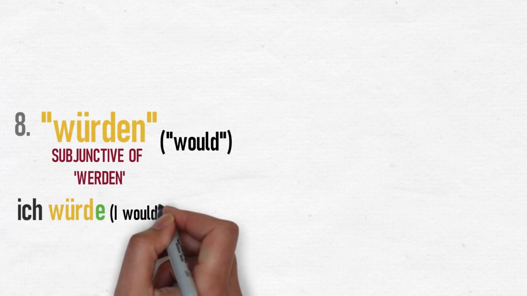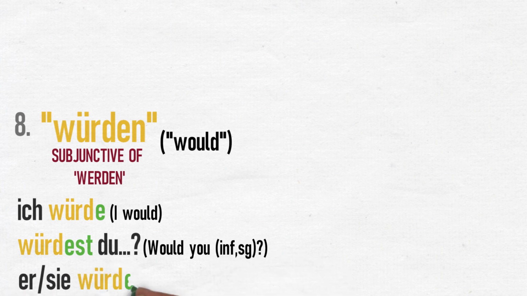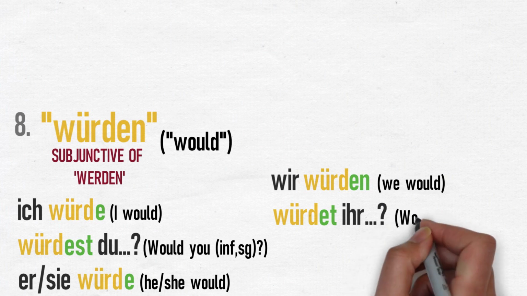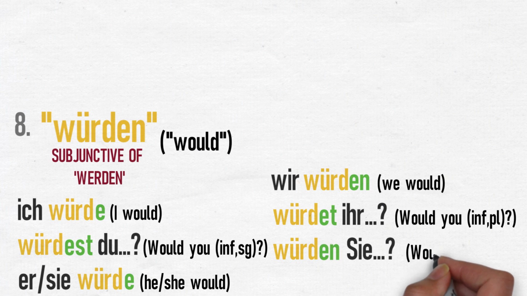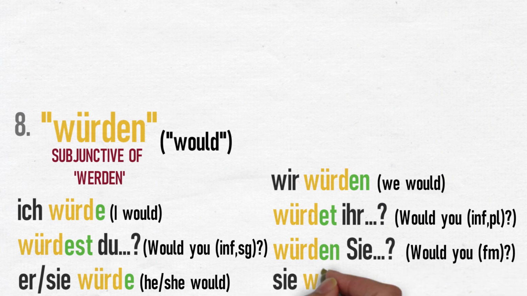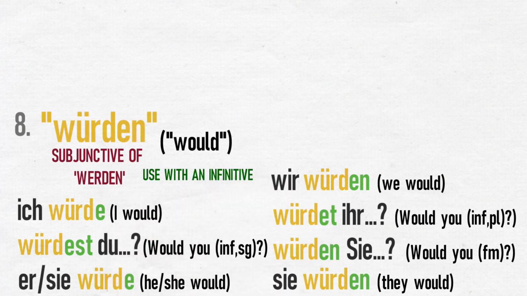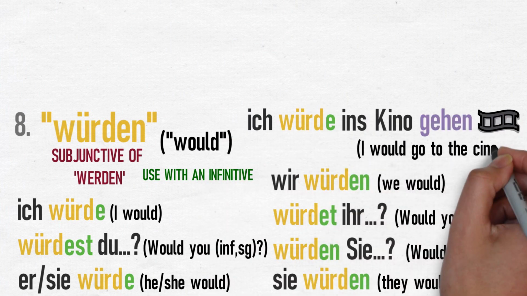Ich würde. I would. Würdest du? Would you in an informal singular sense? Oder sie würde. He or she would. Wir würden. We would. Würdet ihr? Would you in an informal plural sense? Würden sie? Would you in a formal sense? Sie würden. They would. Similarly to modal verbs, these sentences would need an infinitive at the end. For example, ich würde ins Kino gehen. I would go to the cinema.